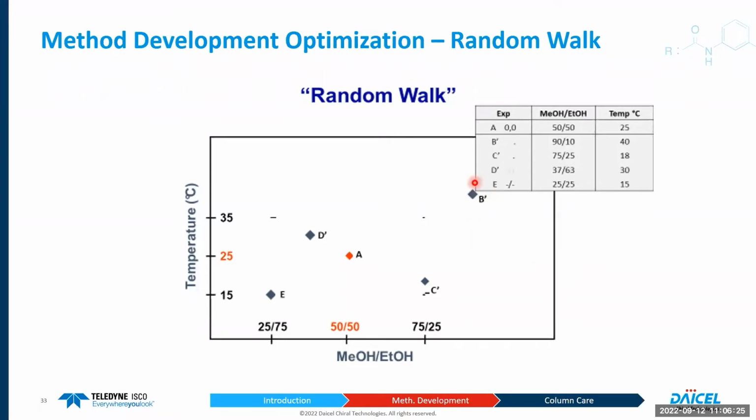That might indicate a loss of separation, that a column is bad, but without this random walk, you wouldn't necessarily know that. If you were using a systematic approach, you might be able to tell that that 5-degree change in temperature actually results in a loss of separation, and it's not a column issue, that it's a method issue.